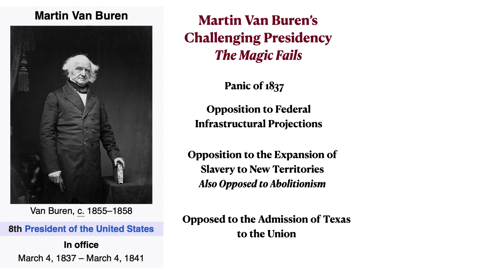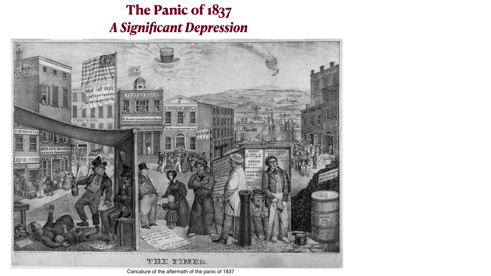He was certainly not an abolitionist. There were very few abolitionists at the time, but he was suspicious about the expansion of the United States and especially about expansion of the institution of slavery. As a result, he opposed the admission of Texas to the Union. Texas had just successfully rebelled against Mexico. U.S. settlers had established a Republic of Texas and wanted admission to the Union, but he was not keen on that. So the Panic of 1837 was essentially a significant depression.